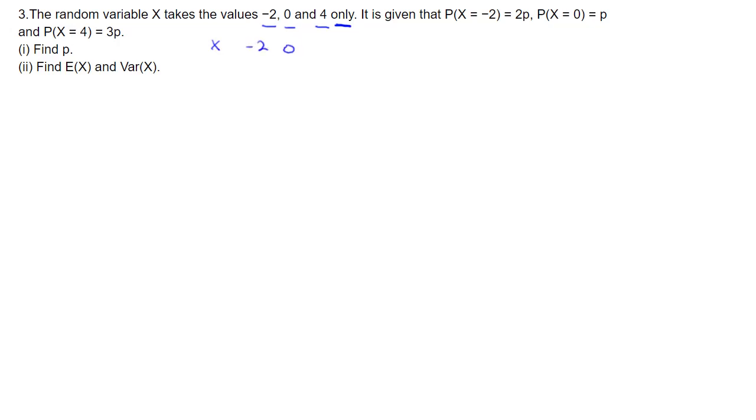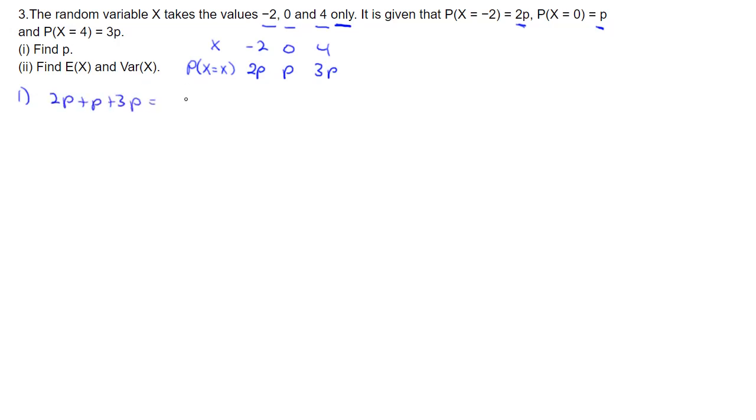So if I wanted to go ahead and start out making my probability distribution, it would look kind of like this. 2p would be the probability with -2, and then p would be the probability of 0, and then 3p would be the probability of 4. And then all I've got to do is answer the first question, find out what p is.